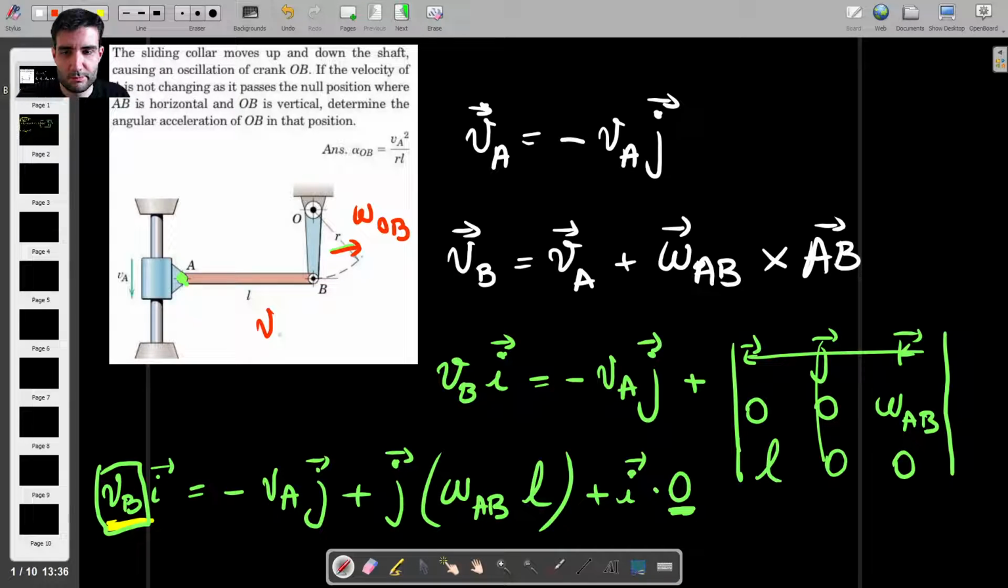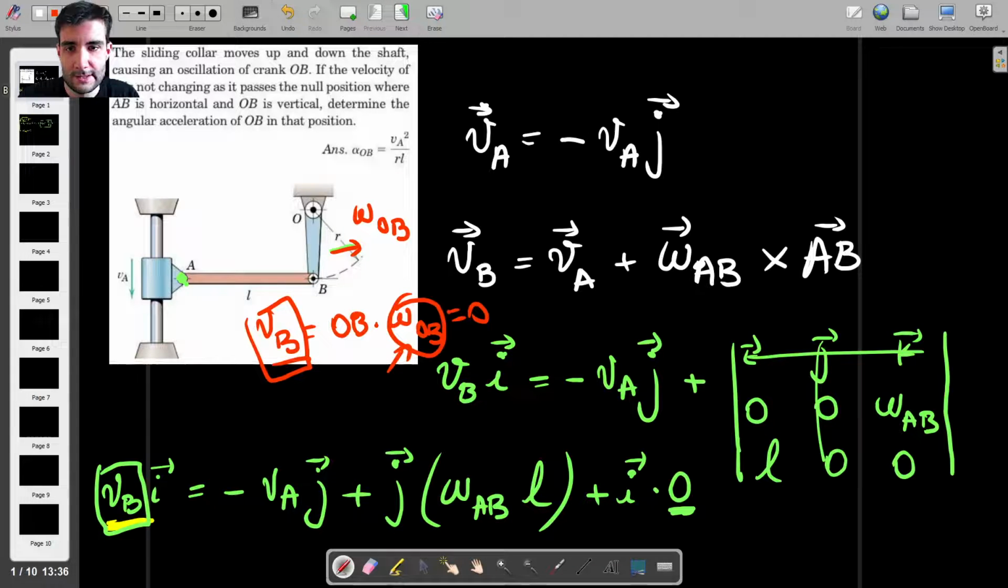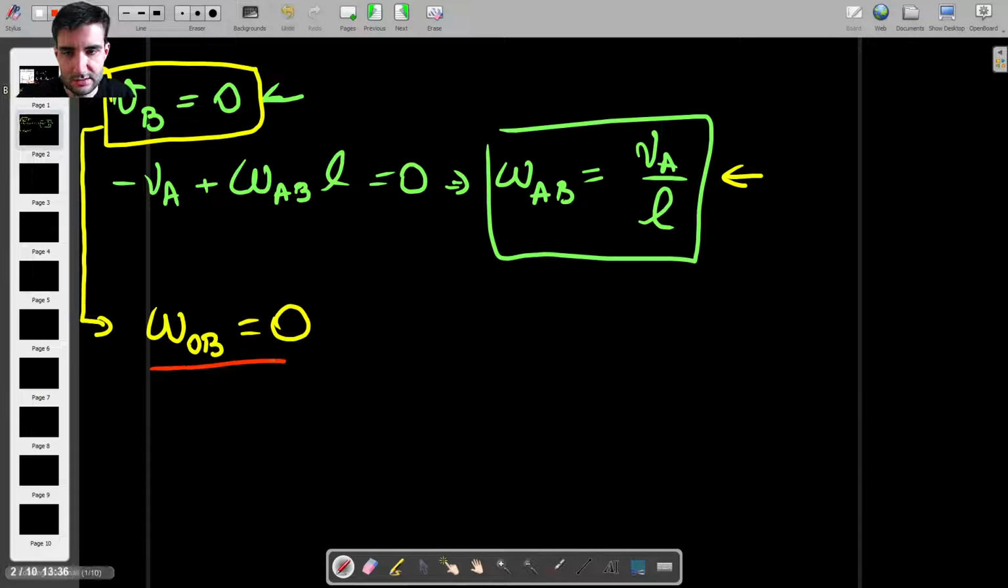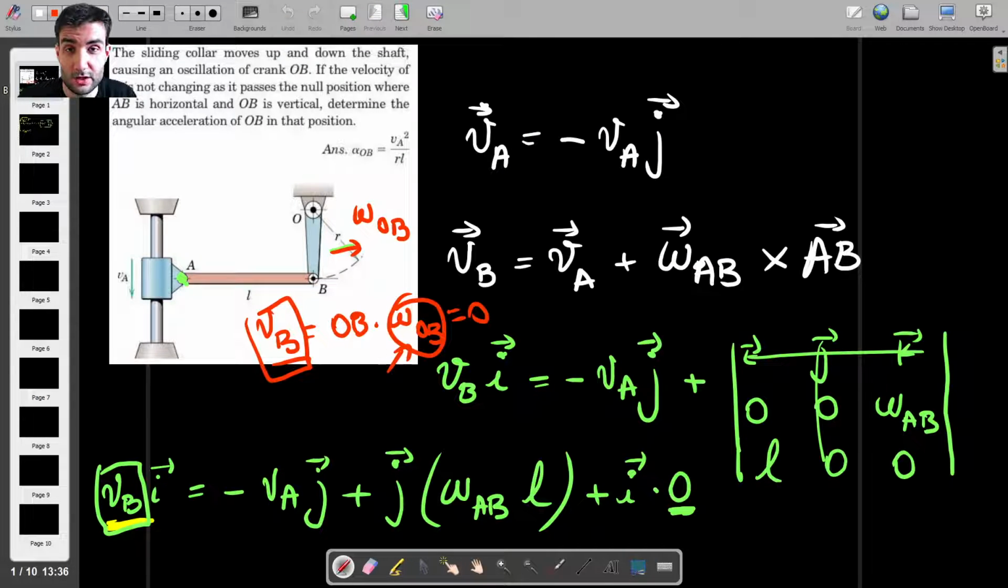Because clearly VB is the length of OB times omega OB. And if this is 0, then clearly this is 0. So omega OB is identically 0. Okay, so now that we found this, let's try to find an expression for the acceleration of point B. And we're going to do this in two different ways.